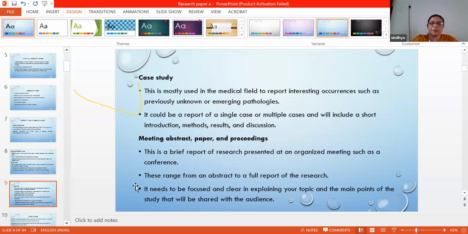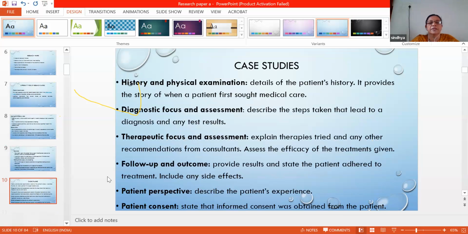So it explains what our topic is, what the main points to be shared are, and within the limited time, how we can communicate our experience with the research to the audience. So that kind of paper also comes under a research paper. So basically research papers can be of different types: original research paper, review articles, case studies, abstract seminar presentations, and so on.